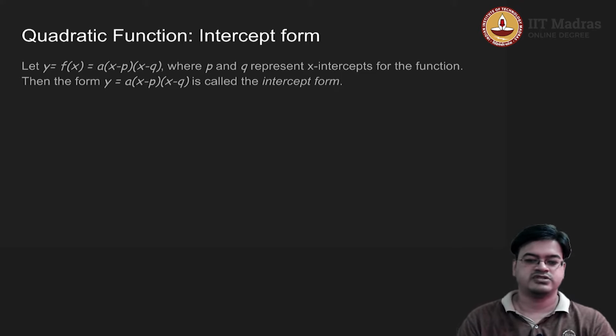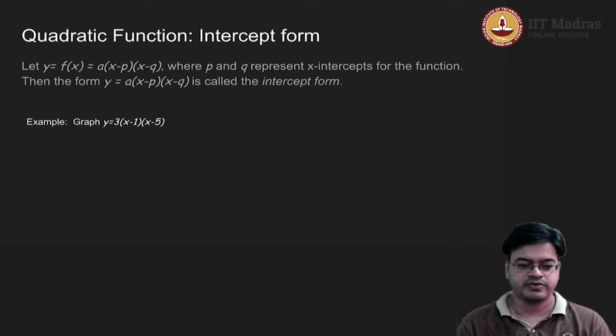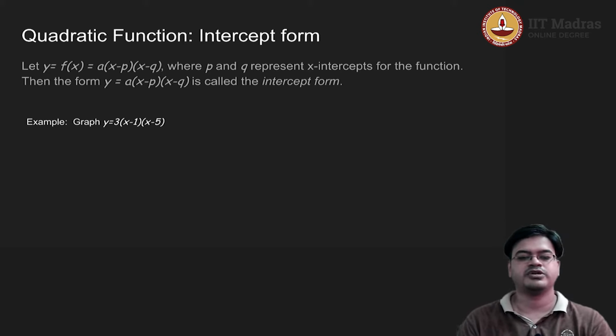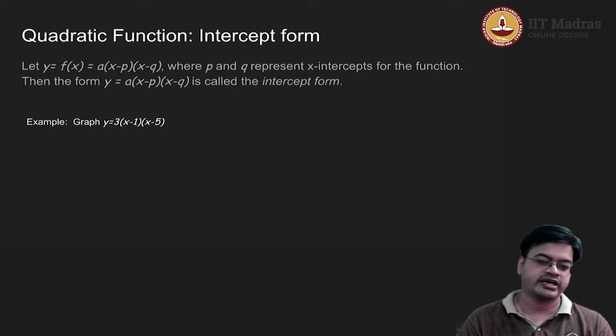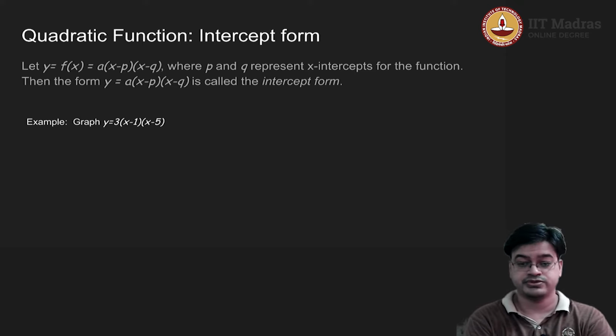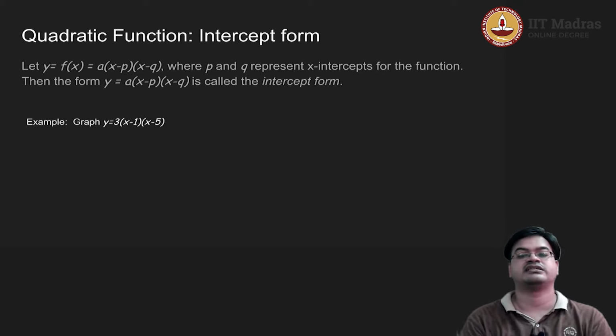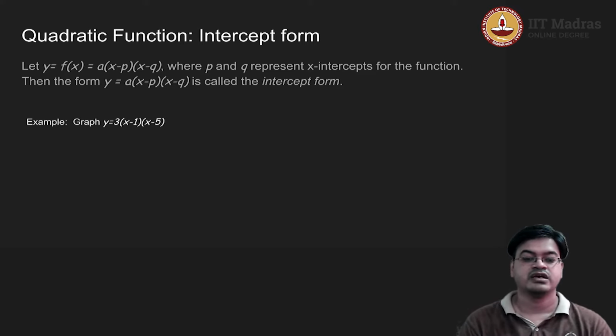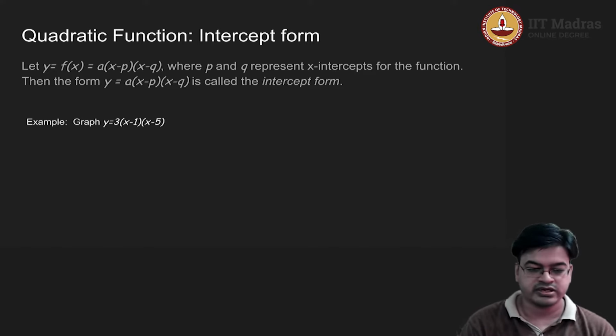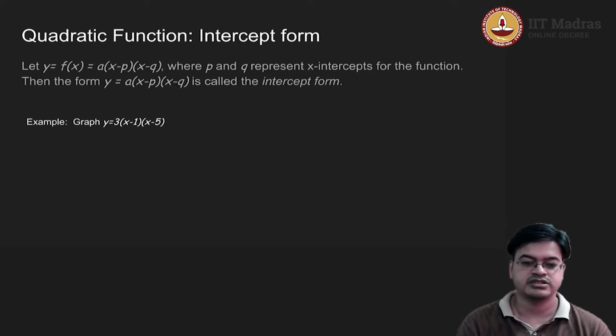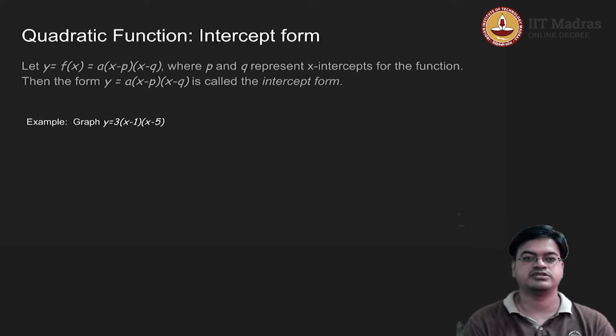So let us see one example of intercept form. Let us say you have been given this intercept form: y equals 3(x minus 1)(x minus 5), and you also know that 1 and 5 are the x-intercepts of the quadratic function. That means you have been given two values. Can you find the third value? The answer is yes. At the point 1, when x is equal to 1, the value is 0. At the point 5, the value is 0.